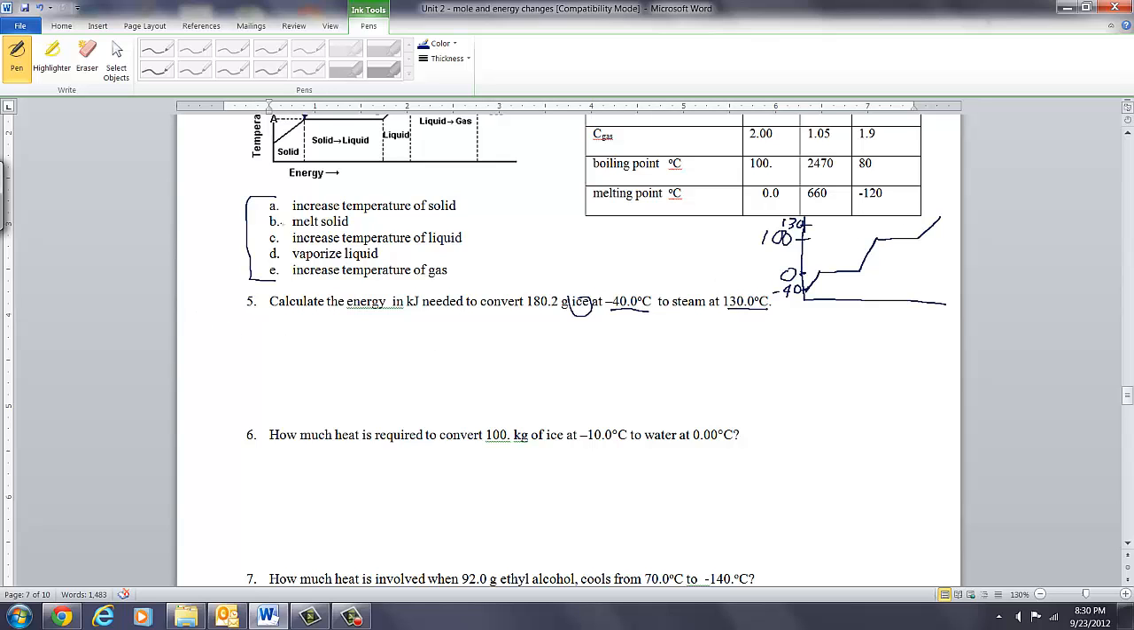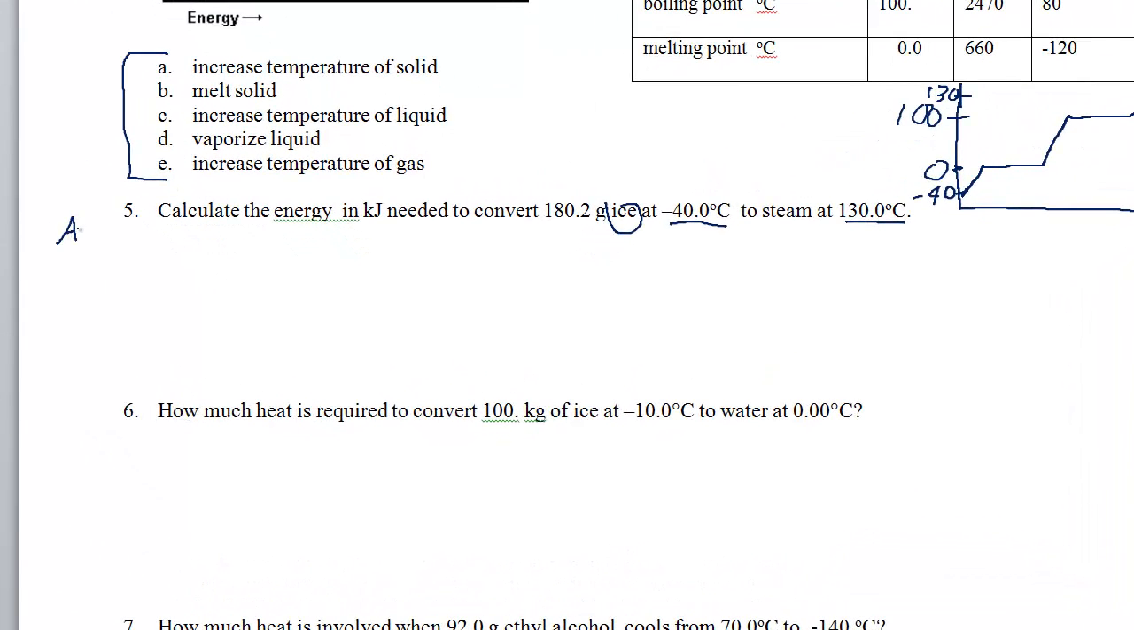So I'm just going to start. First thing I have to do, I'll start with that calculation A. To increase the temperature of a solid, this is where I use Q equals MC delta T. So what is my mass? Mass is always going to be the same. So it's going to be Q equals 180.2 grams times specific heat, but it's of a solid. So look back up on your graph, and the specific heat of a solid is 2.10.